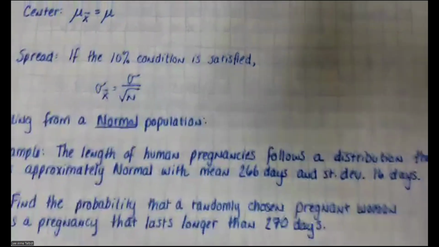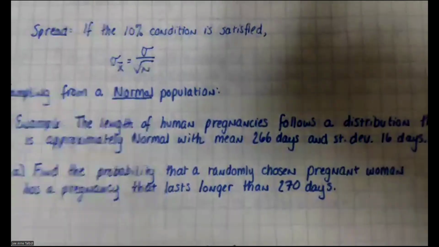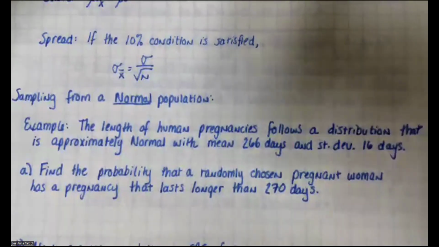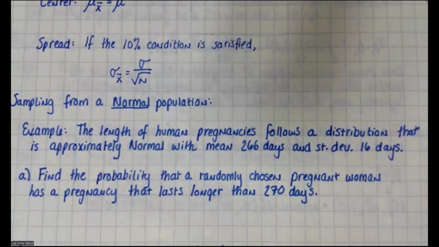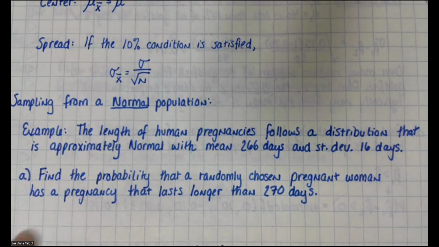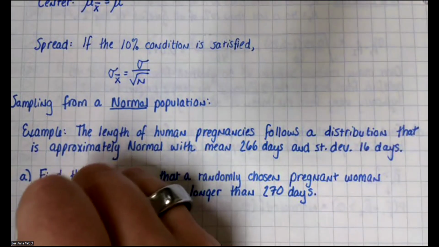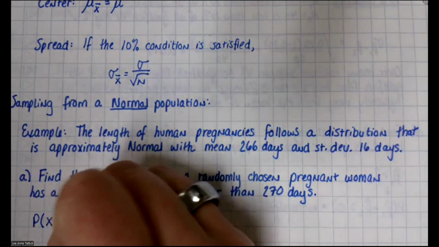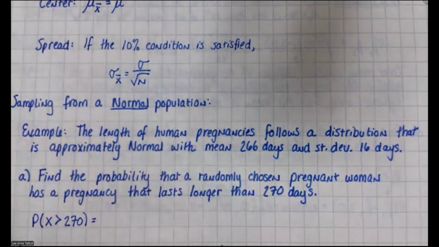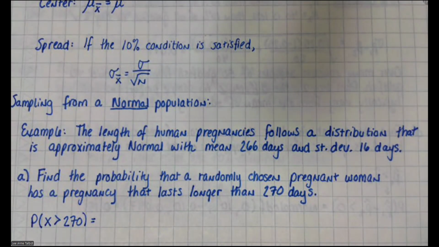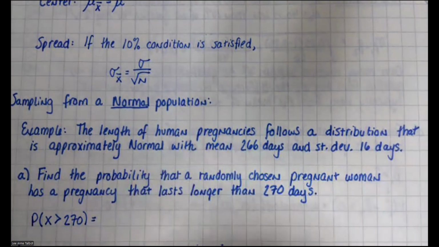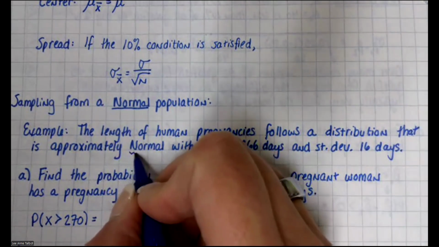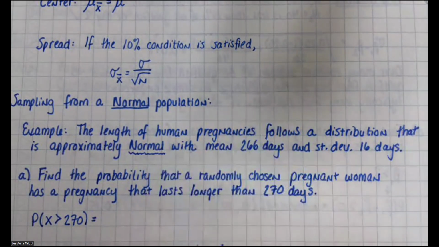Okay, I want to have full disclosure. This is a chapter 2 question. This is not a chapter 7 question. I could have given you this question in chapter 2. Does that make sense? Okay, the only thing that you would not have done in chapter 2 is the random variable notation, which we are going to do now. So X is greater than 270. Okay, and we know we can use normal CDF because it says normal right there.